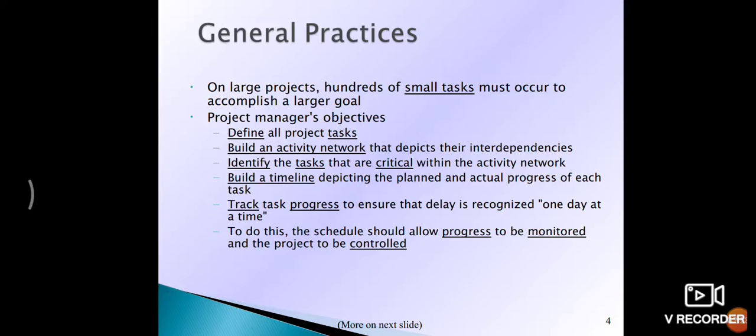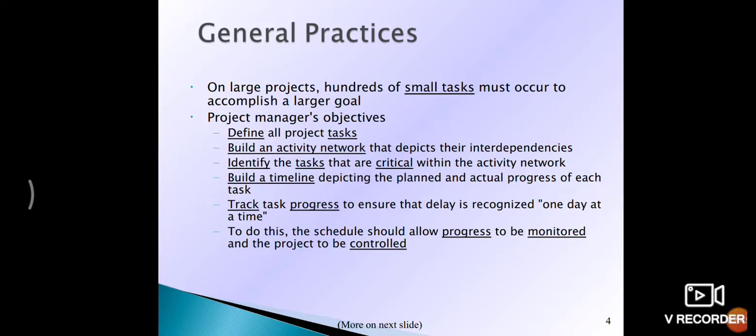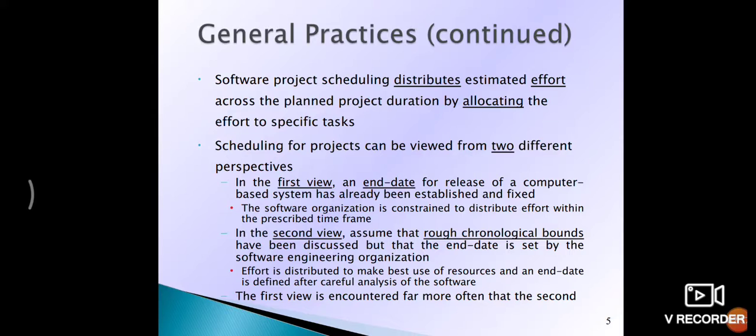It means building an activity network that depicts their interdependencies and identifies the tasks that are crucial within the activity network. To do this, the schedule should allow progress to be monitored and controlled. That is why project monitoring and control is one of the essential parts. After time estimation and scheduling, I will jump to project monitoring and control.